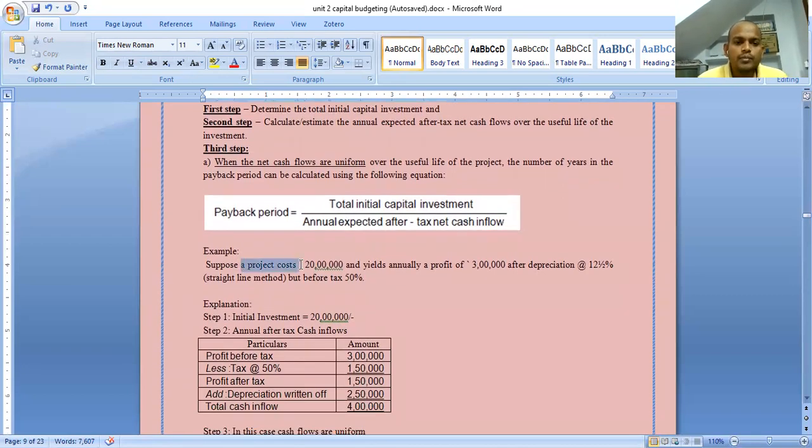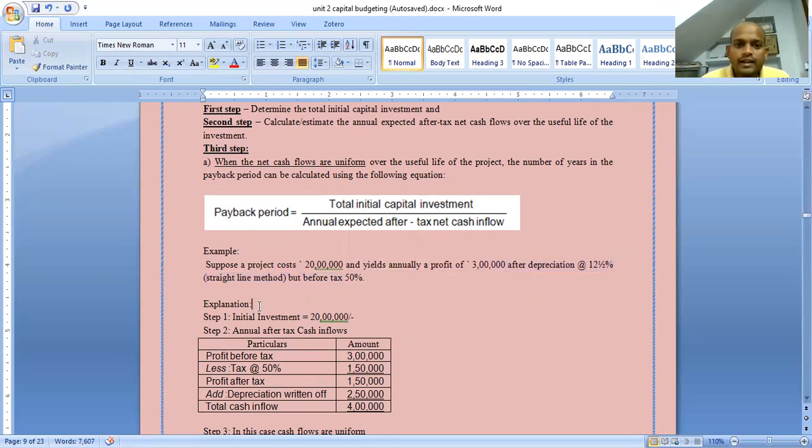Suppose a project costs 20 lakhs and yields annually a profit of 3 lakhs after depreciation at the rate of 12.5 percent, but before tax at 50 percent. Here we have to understand the language: annual profit after depreciation but before tax.